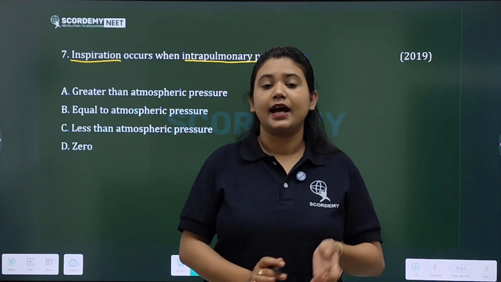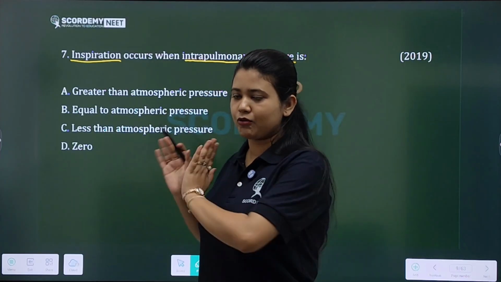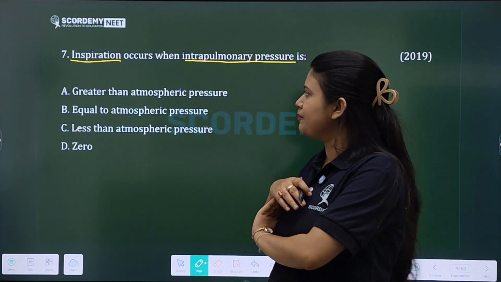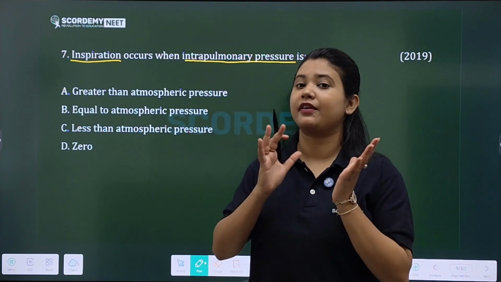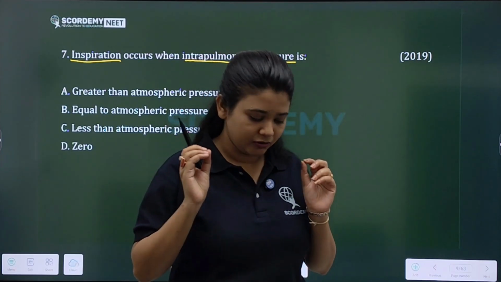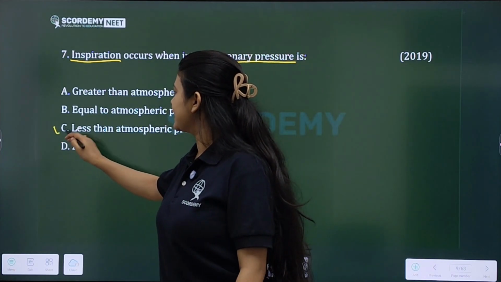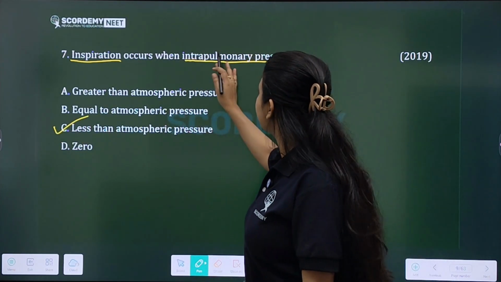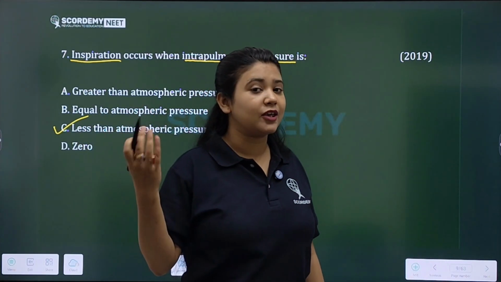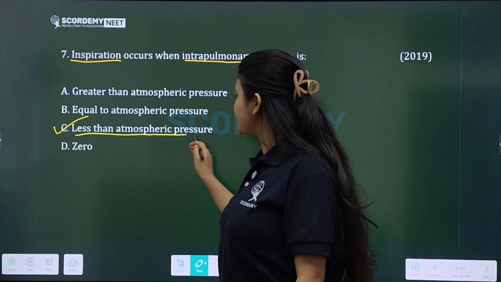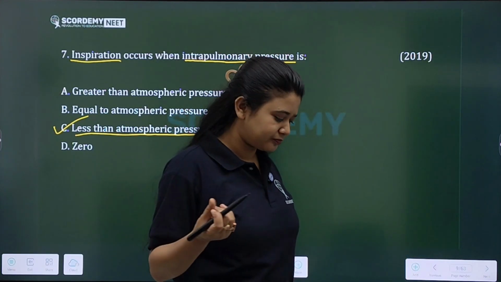Ultimately, the exchange site is the alveoli. Try to understand the pressure gradient: in which situation will inspiration happen? The answer is when the intrapulmonary pressure is less than the atmospheric pressure. That is the situation in which inspiration happens.